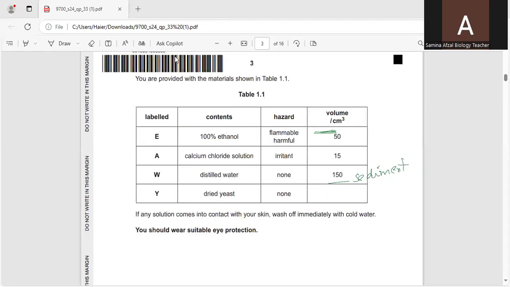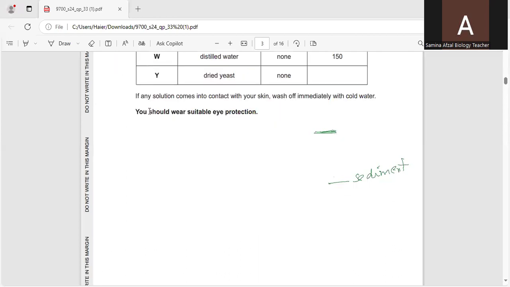Next, you are provided with the materials shown in table 1.1. Label E is 100% ethanol, A is calcium chloride solution, W is distilled water, and Y is the dried yeast. Students, this is an experiment which has to be done in the lab, so I will guide you in how you will perform it.